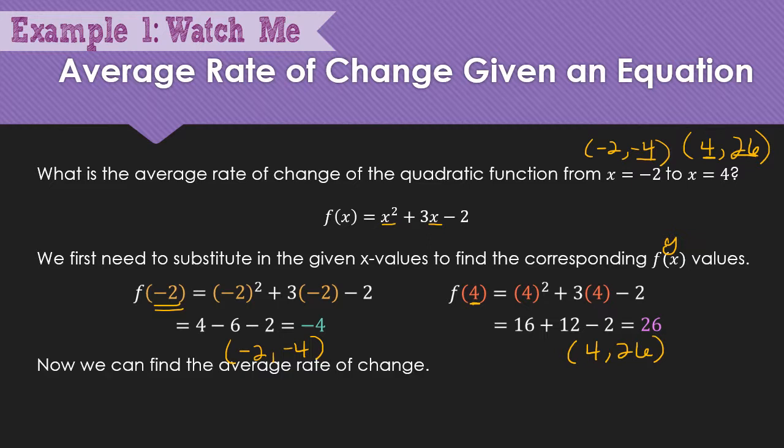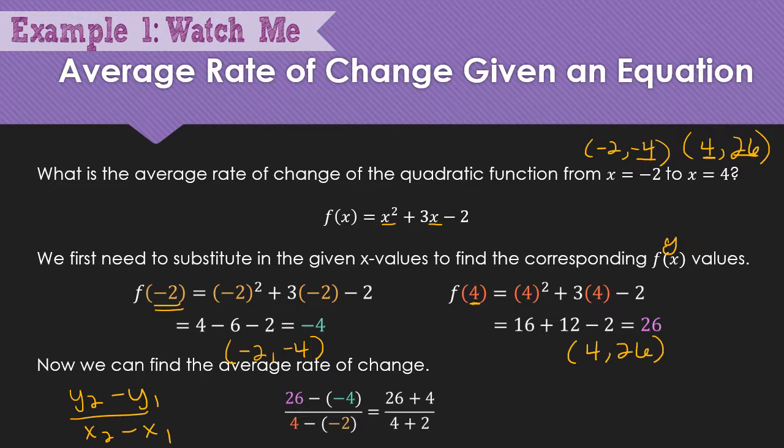All right, so now we have to find the average rate of change. Remember, for average rate of change, we take our y's and subtract them from one another, and we divide by our x's subtracted from one another. So my y's, I've got 26 minus -4, and then my x's, 4 minus -2. My double negatives are going to turn into a positive, so 26 plus 4 and 4 plus 2. That simplifies to 30 over 6, which is 5. So my average rate of change between those 2 points is 5.